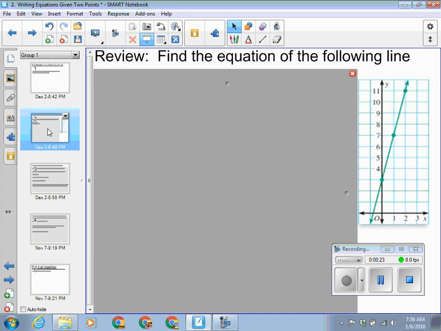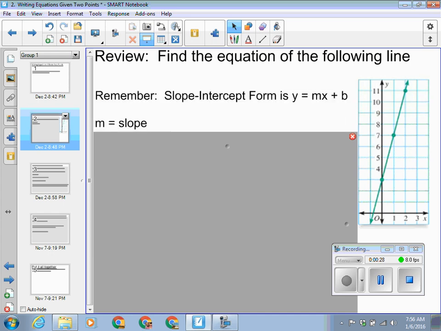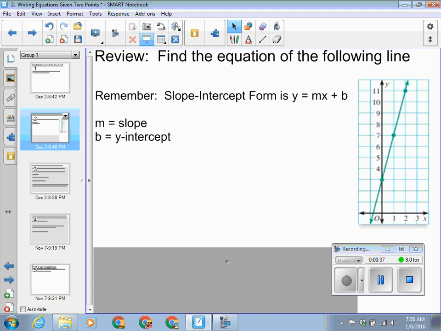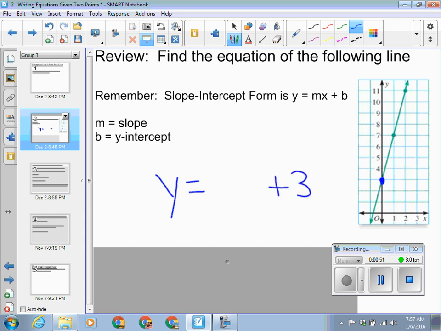Quick review over finding the equation of a line. So you're given a line. Now, our slope-intercept form is y equals mx plus b. Remember, m is the slope and b is the y-intercept. So I'd like to go ahead and just set up automatically y equals. Now we know that the y-intercept is going to be right there where it crosses the y-axis. That's going to be 3. So I'm going to put plus 3 at the end here. And we know it's going to be something times x plus 3.